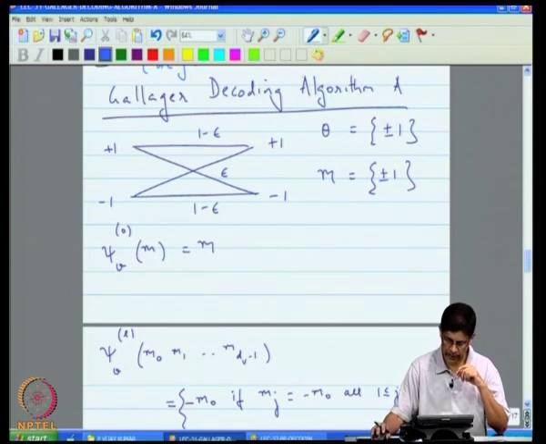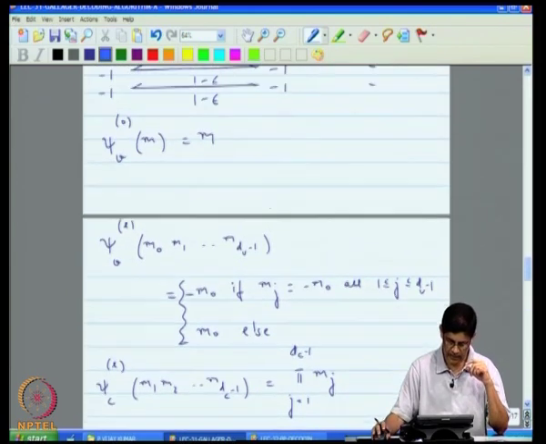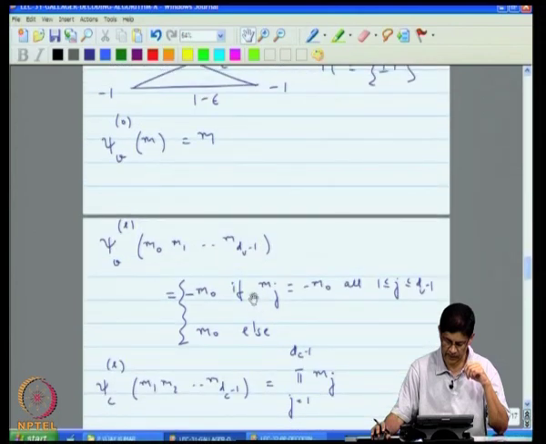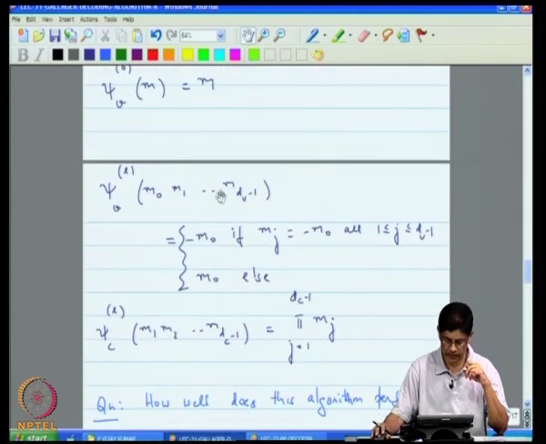After that I started discussing Gallager's decoding algorithm A. Gallager's decoding algorithm A says that initially the message passed on by a variable node is simply whatever comes in from the channel. Subsequently, it passes on whatever it receives from the channel unless it is overruled unanimously by all the other messages, and that is explained by this.